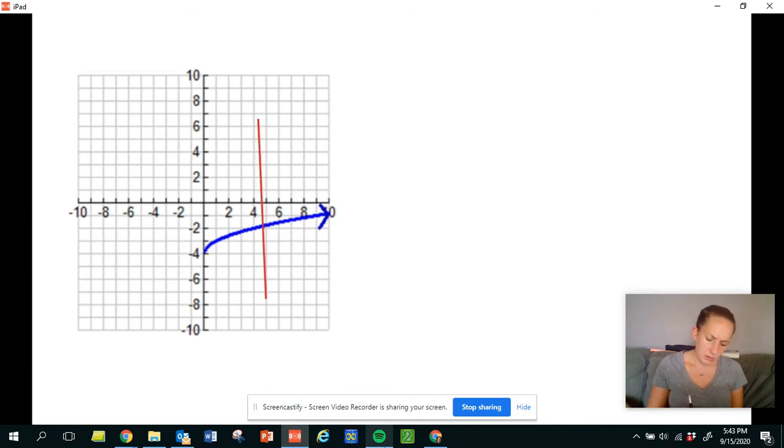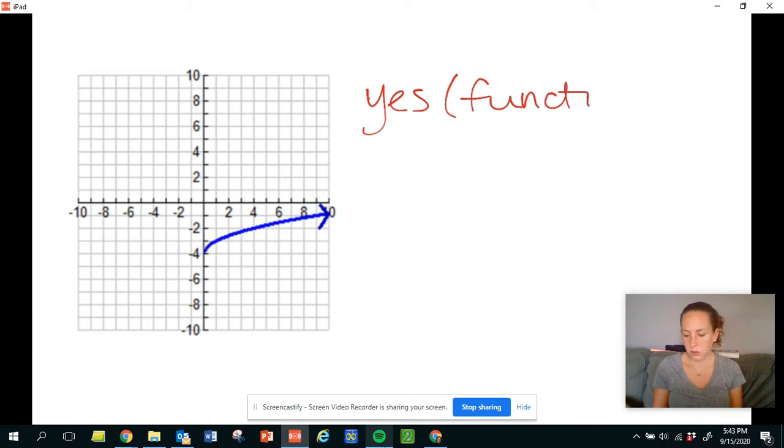If I draw a vertical line, or a crooked vertical line, not quite vertical but almost, it only ever touches at 1 point. It's a curvy line. So we are going to say, yes, it is a function.